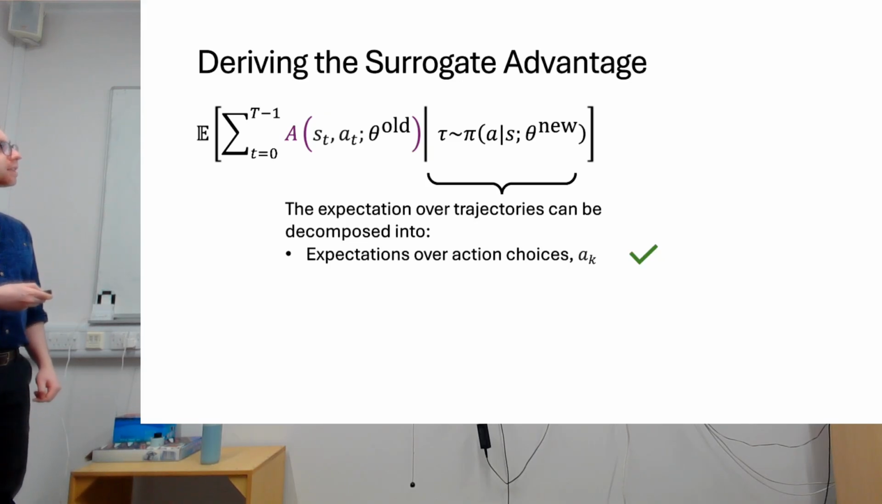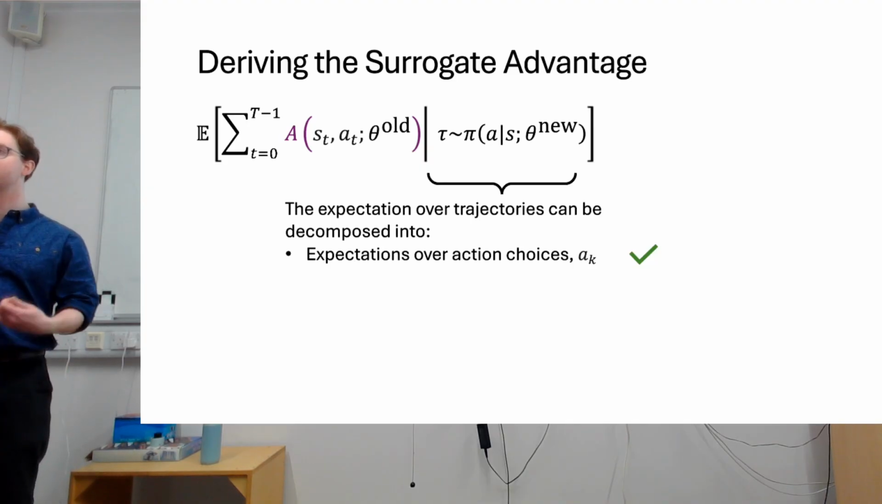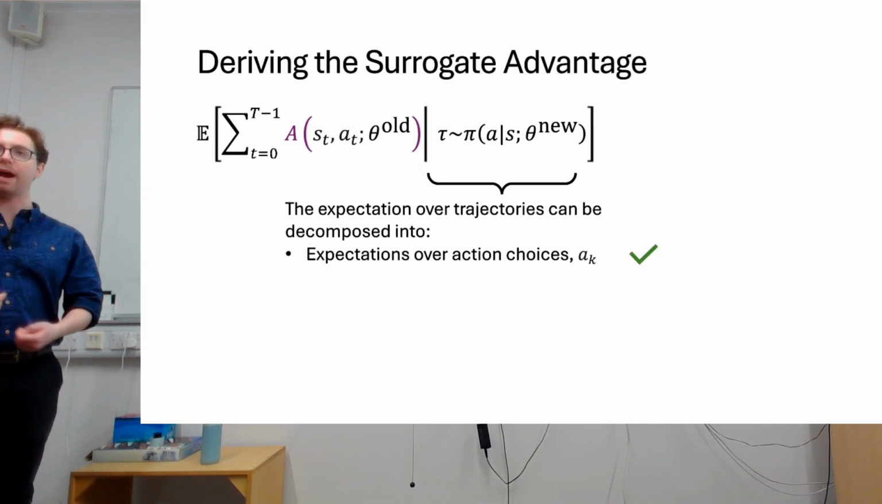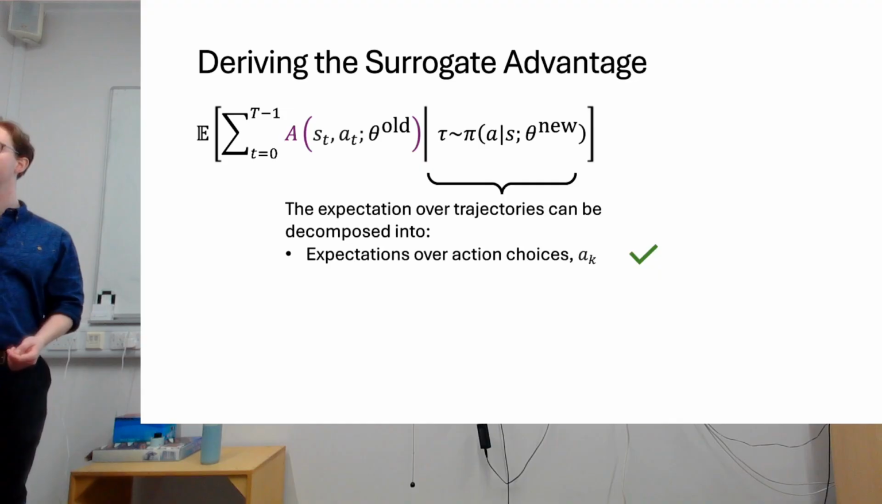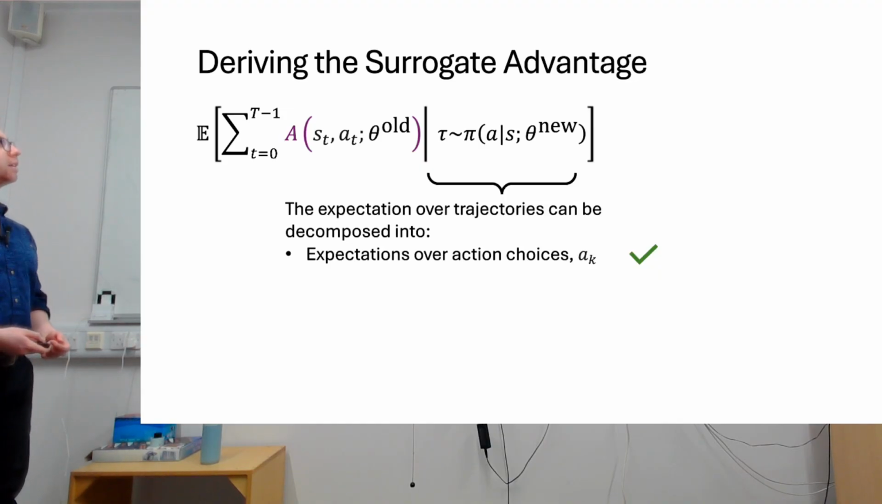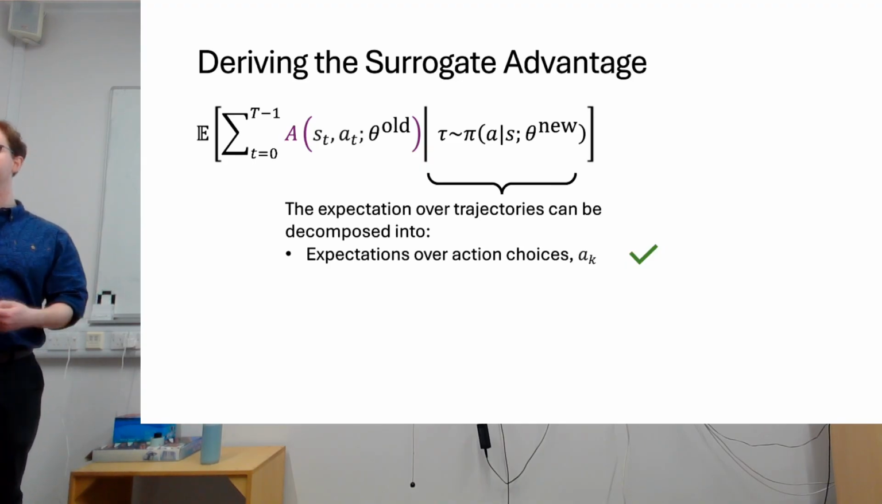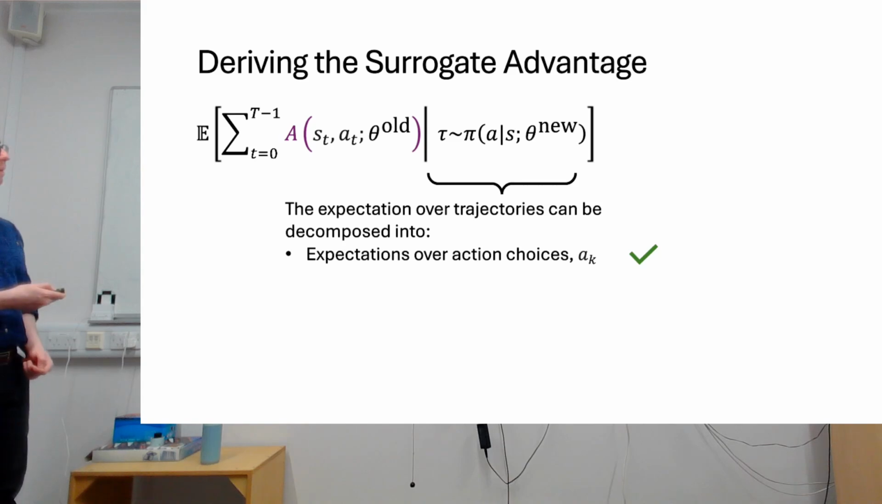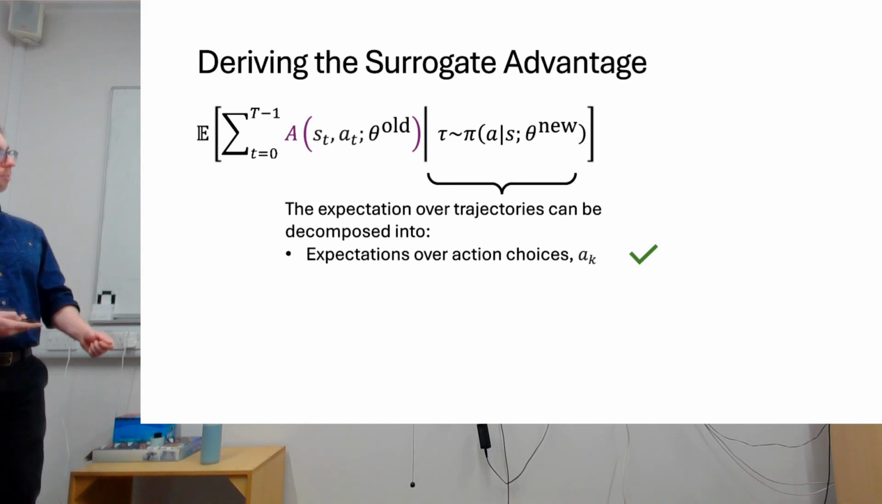And the reason there's a tick here is because if I have my new network parameters, it's very easy to sample actions or to evaluate the probability of actions at a new state, right? So at any state that I like, it's very easy for me to sample a bunch of actions at that state. So this is good. The expectation over action choices, that's not a problem.